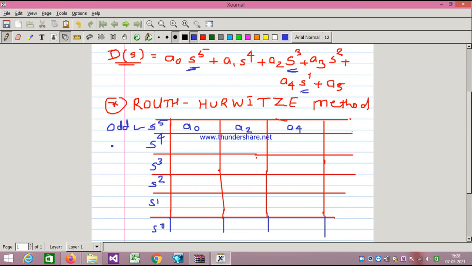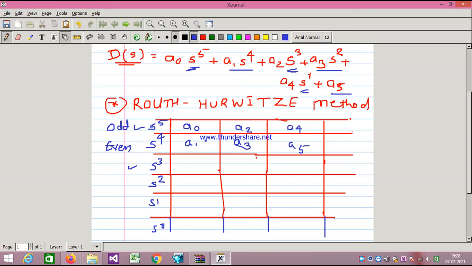And what is s raised to 4? It is the even one, right? s raised to 4 is even, right? That's why we are taking all even coefficients, that is the s raised to 4 coefficient, then s raised to 2, and s raised to 0, right? So what is that? It is a1, that is a3, right, and a5. Okay, after putting all the variables together, what we do for this, just observe carefully.